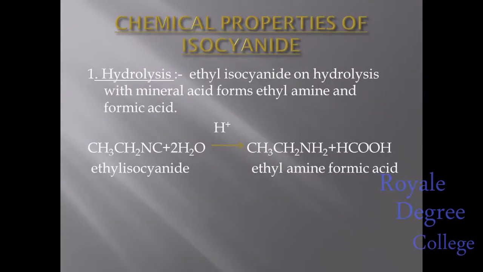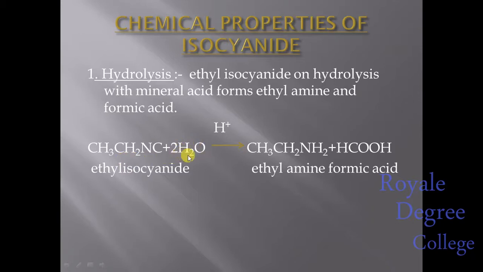Now we'll see the chemical properties of isocyanide. First property is hydrolysis. Ethyl isocyanide on hydrolysis with mineral acid forms ethylamine and formic acid. Look at this reaction, CH3, CH2 and NC. What is it named as? Ethyl isocyanide, isn't it? In that we are adding 2 moles of water.